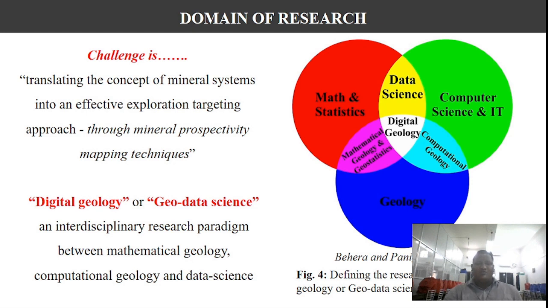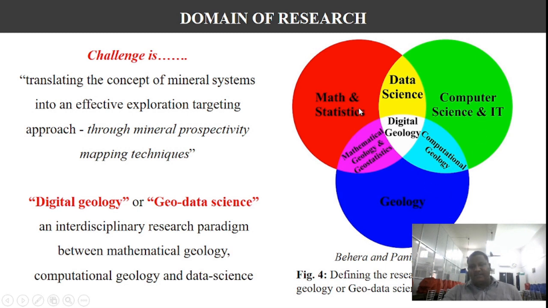So, so far we must have more or less understood the concepts of mineral systems approach and the concept of mineral prospectivity mapping. If we need to confine them into a domain of research, then what would it be? The answer is here in this diagram. This diagram consists of three circles. The blue circle represents geology. Since geology is the study of Earth and Earth is the blue planet, we have represented geology in a blue circle. Math and statistics is represented by the red circle, and computer science and IT by the green circle.